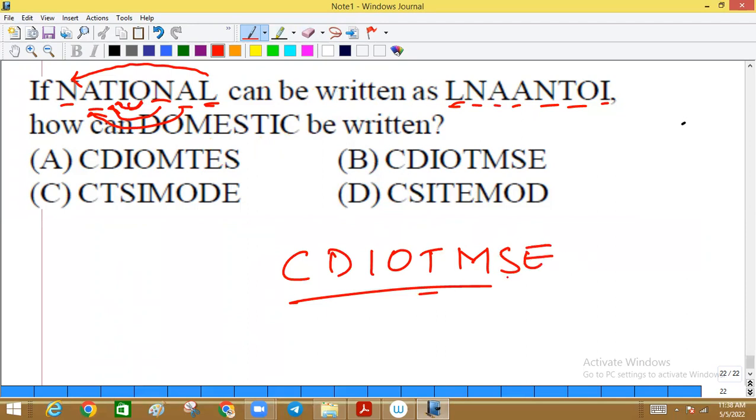Okay. So he's moving from last to first, periphery to the center. Sometimes he will move from center to the periphery. Only this type of questions we will see in this type of coding and decoding. Okay, we'll take a break. After the break, we'll solve some more types of coding and decoding questions.